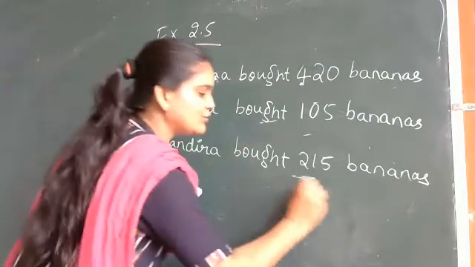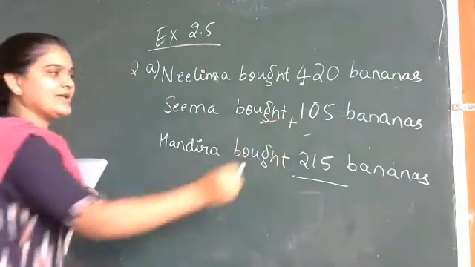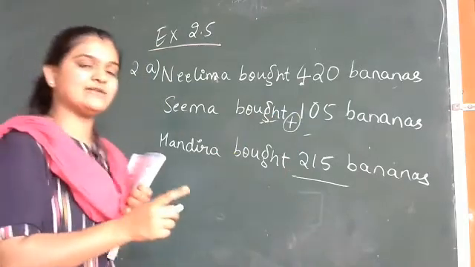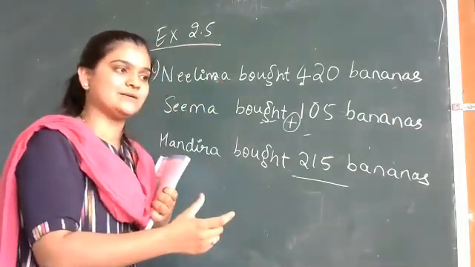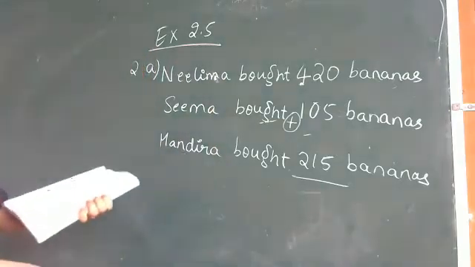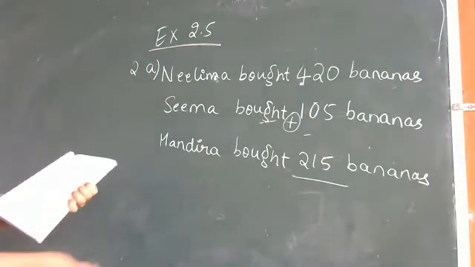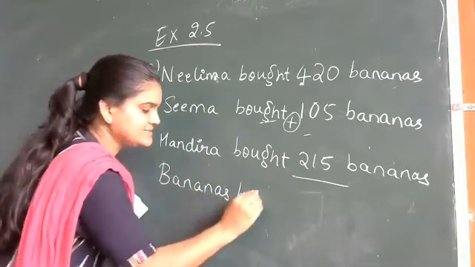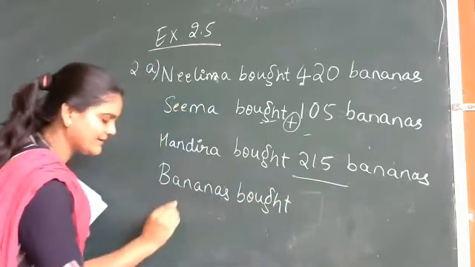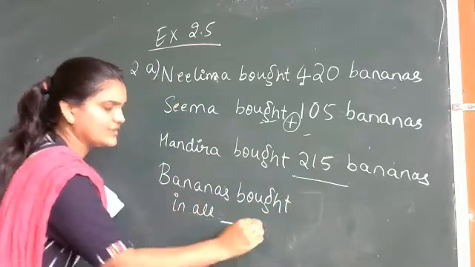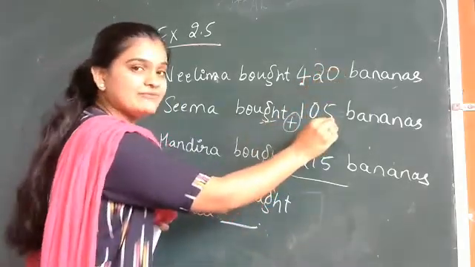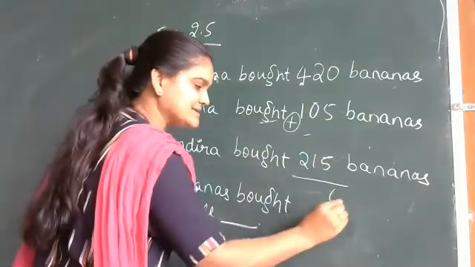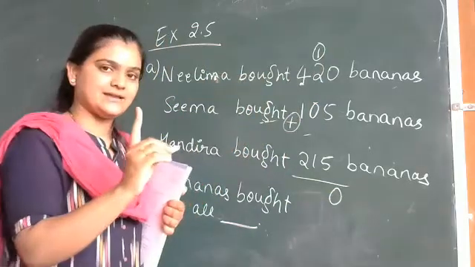What will you do? We will do addition. So, 420 plus 105 plus 215. You have to add all the three numbers to find the number of bananas they bought. Bananas bought in all. Okay, we will find it. 0 plus 5 ones, 5 ones plus 5 ones, it is 10 ones. It is 0 ones and 1 ten.